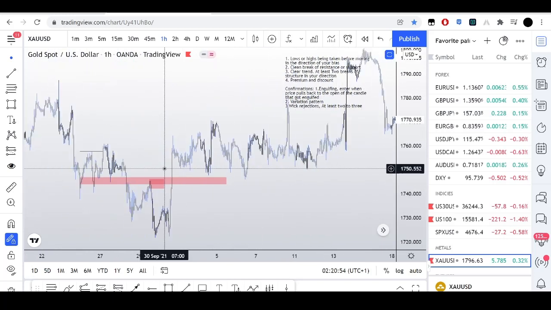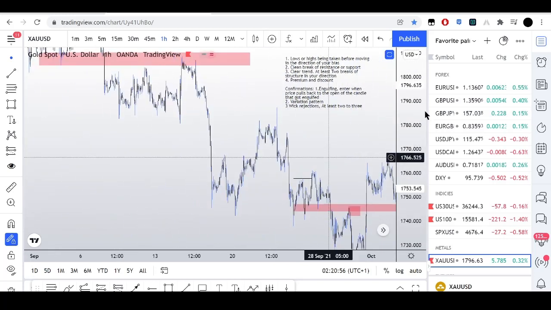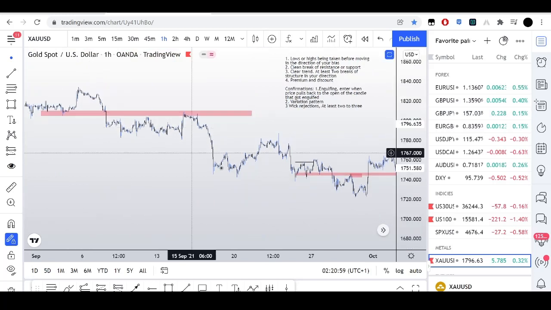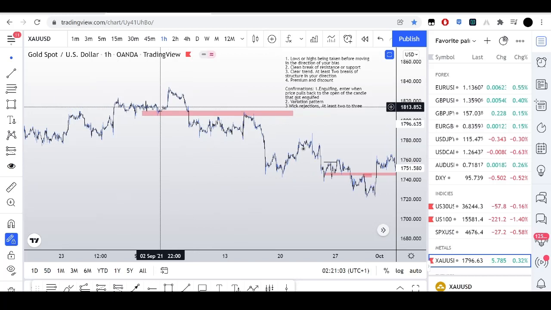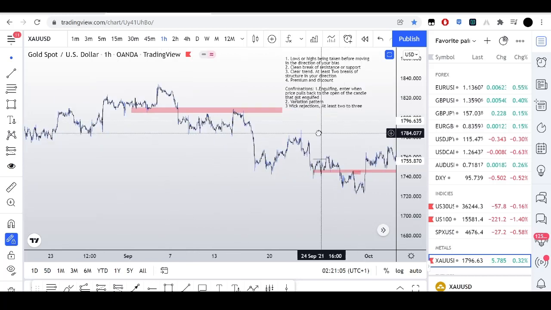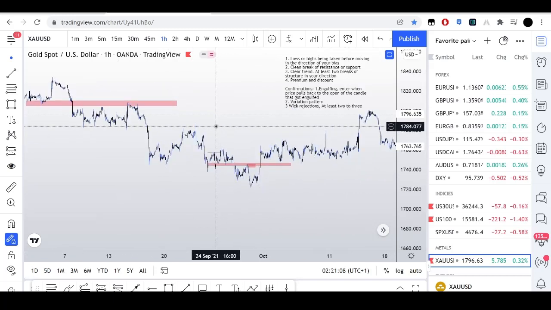I did cherry pick this price section, all this price section right here, because this is the cleanest. This is what you want to see. So you train your eyes to see this, because you'll see it in other pairs. So let's go to more pairs.